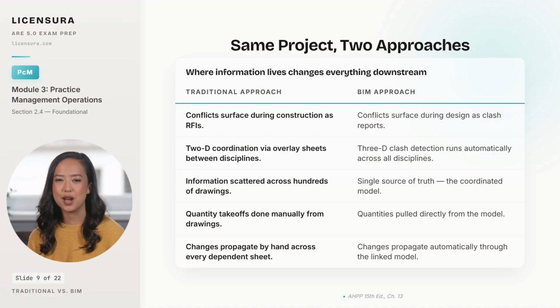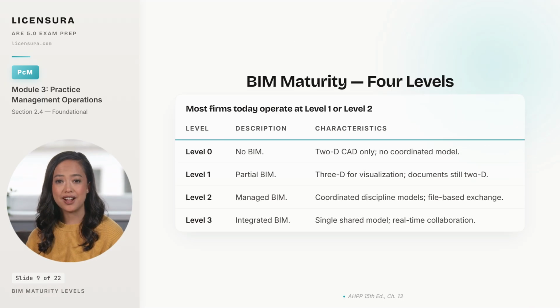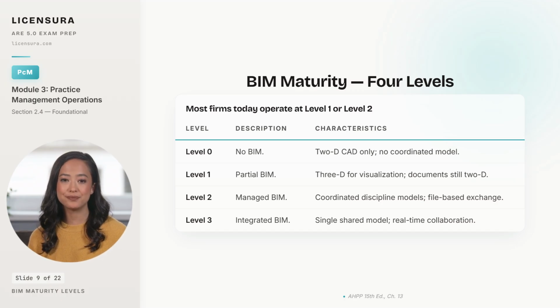Not every firm operates at the same BIM maturity. The industry sits on a four-level maturity scale, and most firms are not where they think they are. Level 0 is no BIM, 2D CAD only, no coordinated model, no clash detection. Plenty of firms still operate here on small projects and call themselves BIM firms because they have a Revit license.